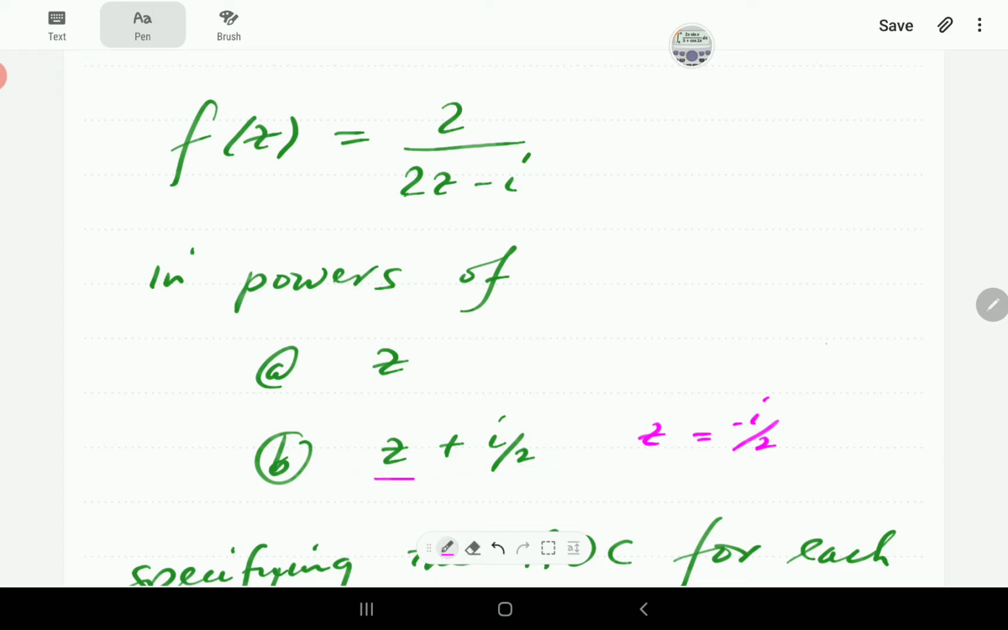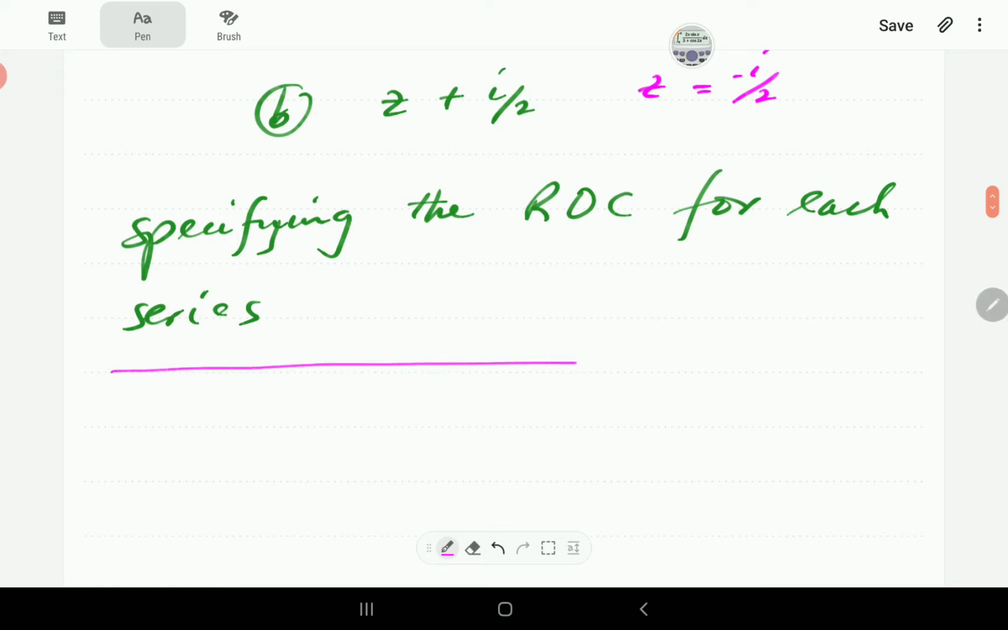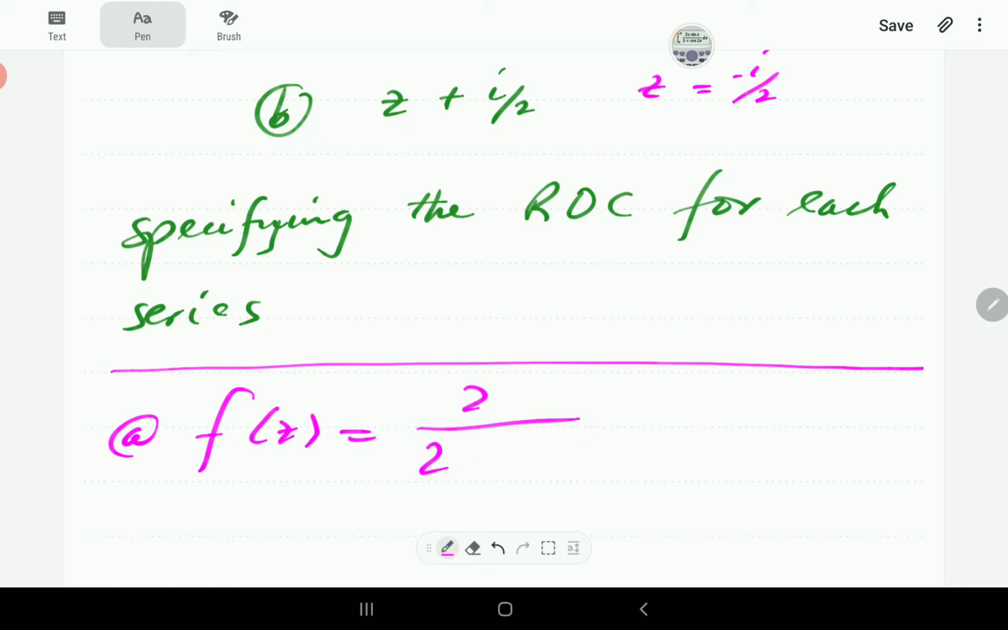So that means this question is equivalent to a question that says find the Taylor series of this centered at minus i on 2, or about minus i on 2. And of course this one, if you take this and equate it to 0 and solve, this series is centered at the origin. All right, so let's get on with the first one. So we have got f of z equal to 2 over 2z minus i.